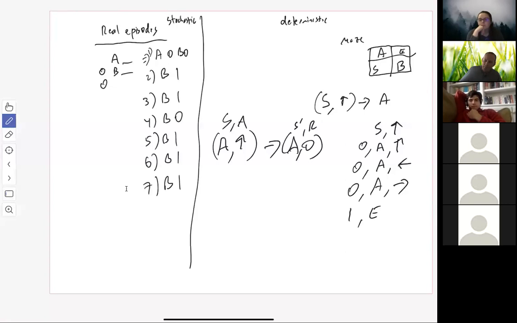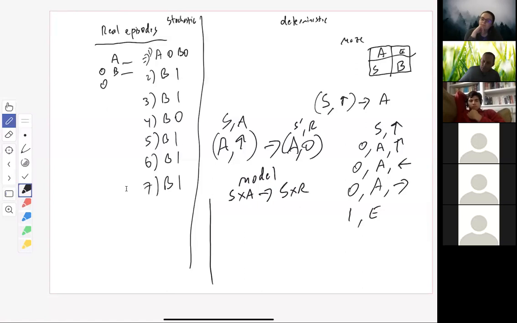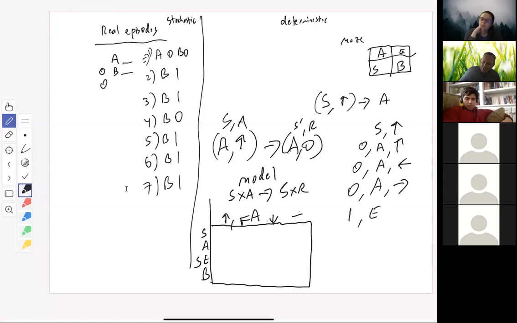Okay, this could be our model. Our model could basically be a cross product of S by A going to a cross product of S by R. Right? So we could just keep a big table that says, let's say these are our actions, and these are our states. And so here our states are S, A, E, and B. And our actions are up, left, down, and right. And what do we know? We can fill in S and up. And this gives us an A and a 0. And we can fill in A up, gives us an A and a 0. And A left gives us an A and a 0. And A right gives us an E and a 1. Do we know anything else?